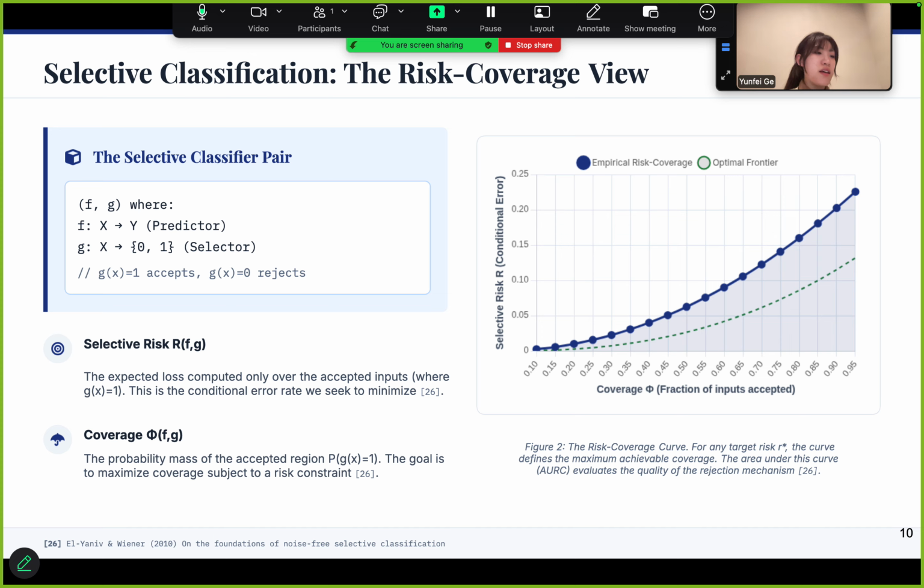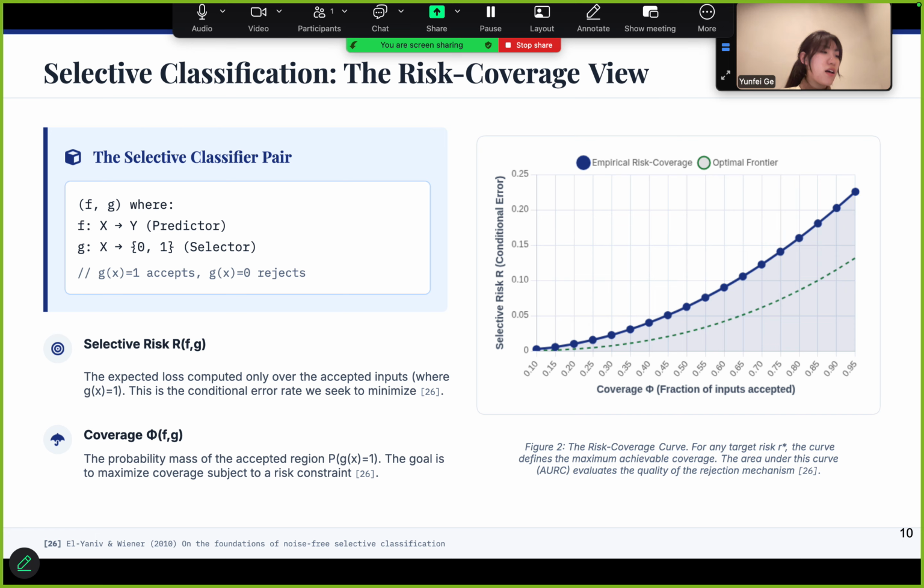Selective risk is the expected loss computed only over accepted inputs. So, it is the conditional error rate on the subset you decide to classify. Coverage is the probability mass of the accepted region, like what fraction of inputs you are willing to classify. The goal is to maximize coverage subject to a risk constraint. You want to classify as many inputs as possible while keeping the error rate on those inputs below some target level.